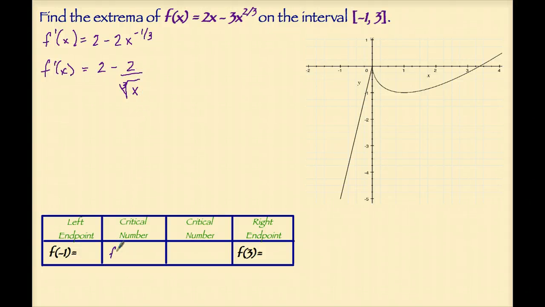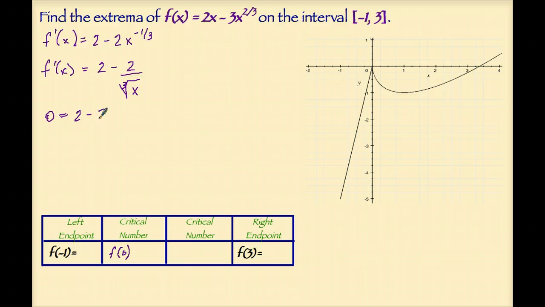So we'll need to add that to our table. We'll need to know the function value at 0. Notice that our graph verifies our analytic results. We can see the sharp turn in the graph at 0, indicating that even though it's defined there, even though it's continuous there, it's not differentiable there. That doesn't prevent it from being a possible max or min value, which is why it makes it a critical number. Now let's see where our first derivative is equal to 0.